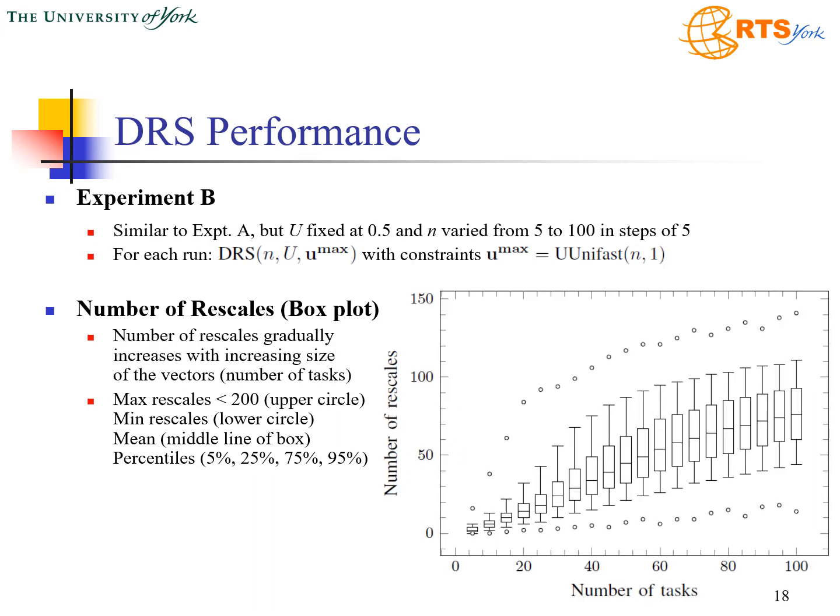Our second experiment was very similar to experiment A, but we fixed the required utilization at 0.5. Recall that that was the worst case. And then instead we varied the size of the vectors n from 5 to 100. Again, we did 10,000 runs, this time for each value of n. Notice that in the diagram, the number of rescales gradually increases with increasing size of the vectors. However, again, the maximum number of rescales required is bounded by 200.